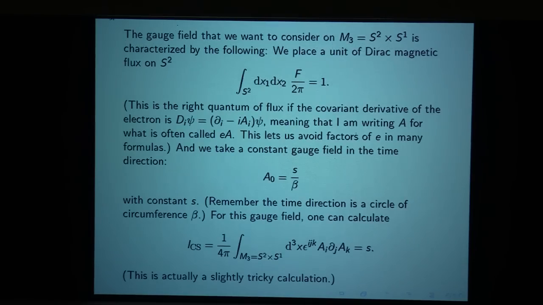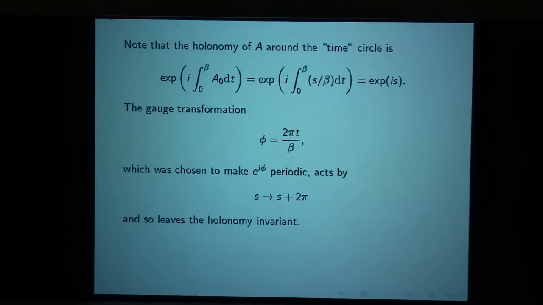A0 was S over beta. So shifting A0 by 2 pi over beta shifted S by 2 pi. And since the action was S, the Chern-Simons function is S, it shifts under a gauge transformation to S plus 2 pi. People giving a lecture about this usually just say that the Chern-Simons function isn't invariant under big gauge transformations, without always taking the time to explain what that means in the case of a U1 gauge theory. I've just taken the time to explain it.